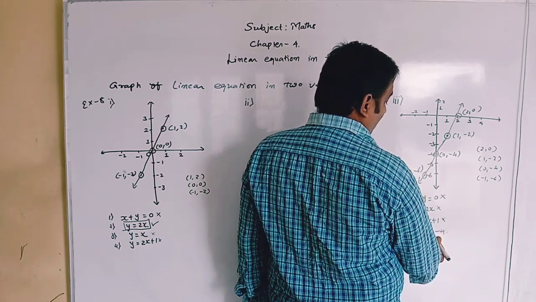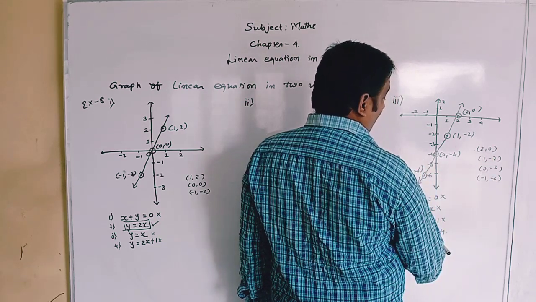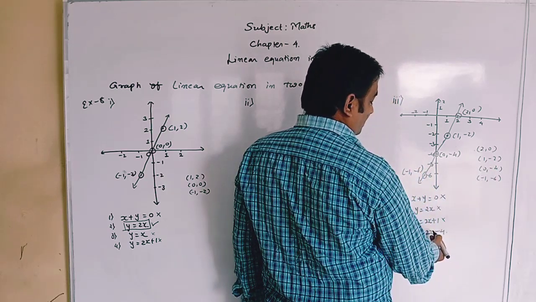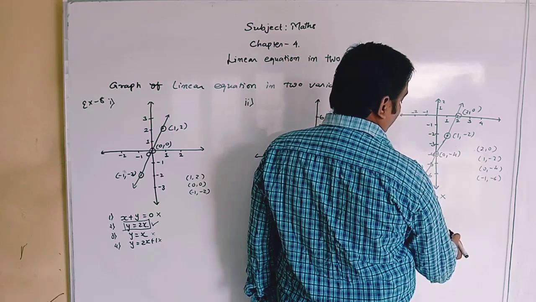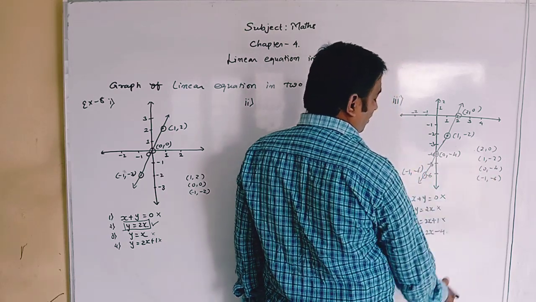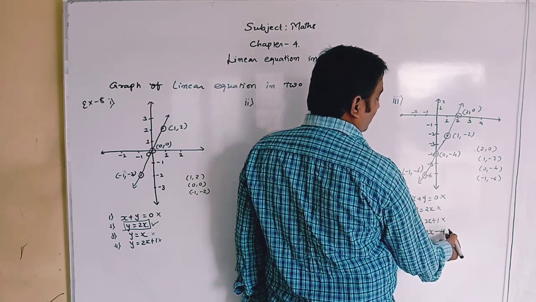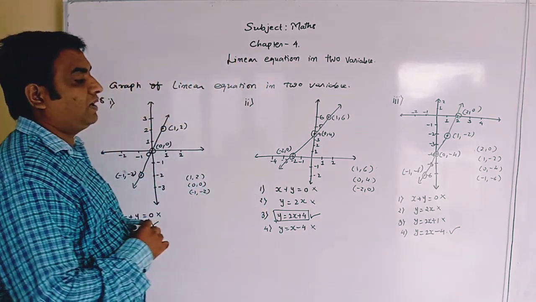In the last one, 2 times 2 is 4, minus 4 is 0, which is correct for the first point. 2 times 1 is 2, minus 4 is minus 2, so the second point also satisfies. 2 times 0 is 0, minus 4 is minus 4, so the third point also satisfies. And 2 times minus 1 is minus 2, minus 4 is minus 6. So the correct form is y equals 2x minus 4.